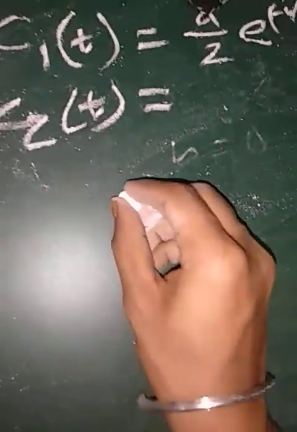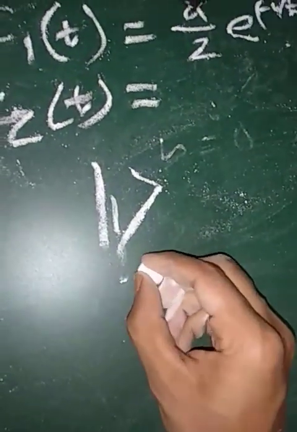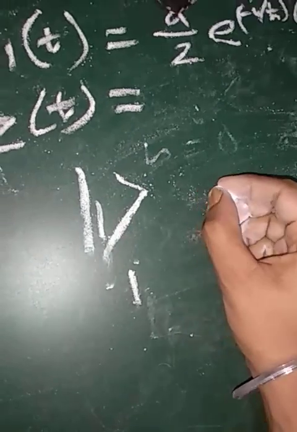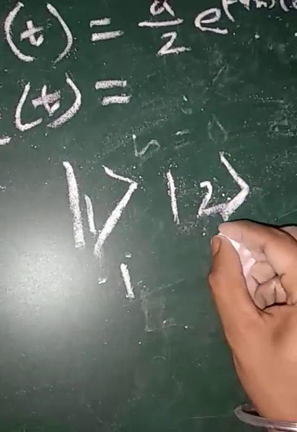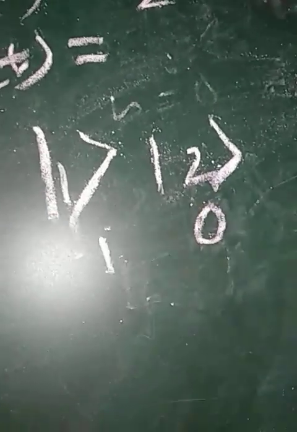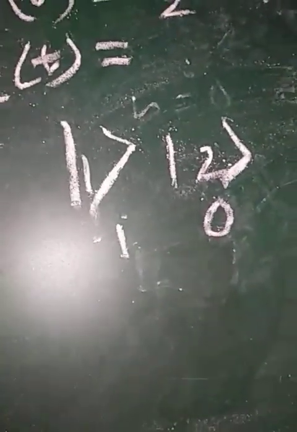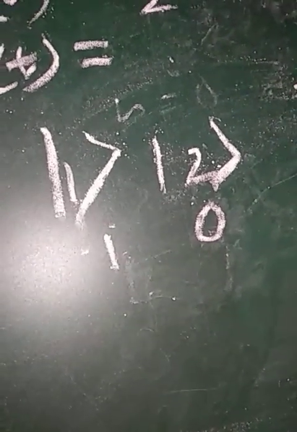Say the molecule is in state 1. So what is the probability of finding it in state 1? 1. And what is the probability of finding it in state 2? It is 0. Now we will see the time evolution of the system. After time t, what will be the probability of finding the system in state 2?